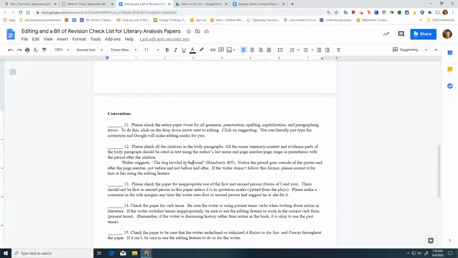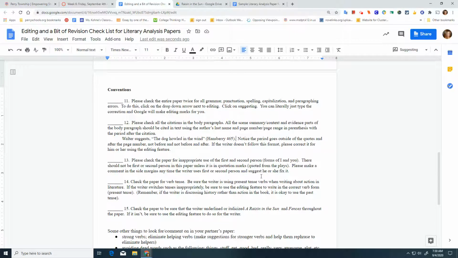You're going to check all the citations in the body paragraphs. First of all, if they don't have citations, as a writer, you need to make sure you add them. Again, author's last name and page number inside parentheses after the quote, with the period after the citation, not before and after.